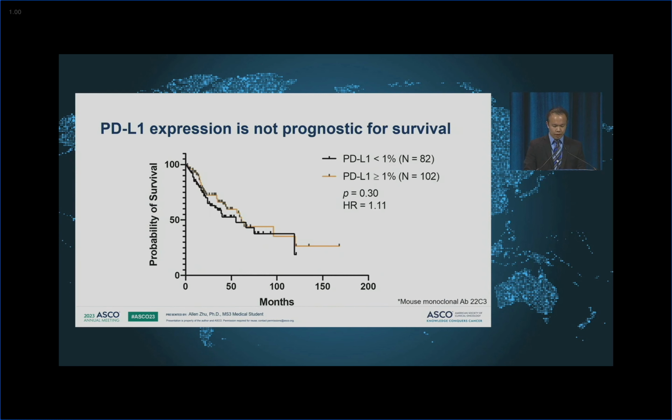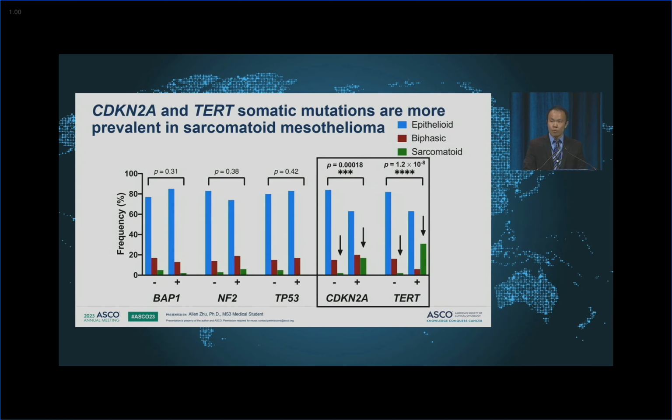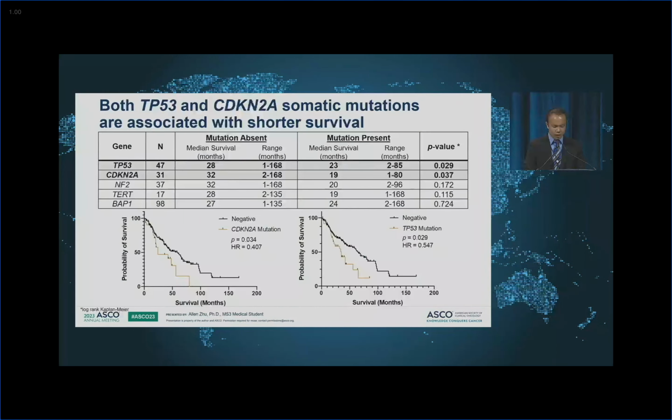And we next found that PD-L1 expression is not prognostic for survival. We next examined whether somatic mutation was related to histologic subtype and found that only CDKN2A and TERT mutations are more prevalent in the sarcomatoid mesothelioma. We next asked which somatic mutations could affect survival, and we found that both TP53 and CDKN2A somatic mutations are associated with shorter survival, as seen in these Kaplan-Meier curves.